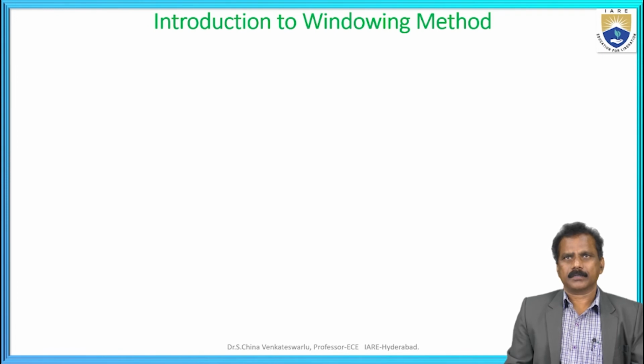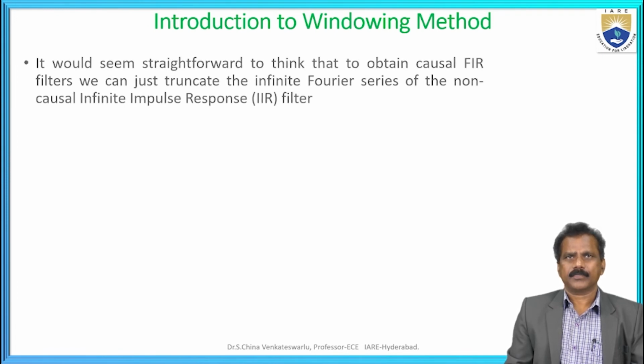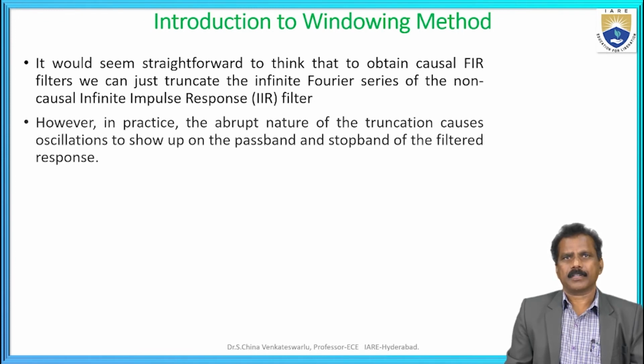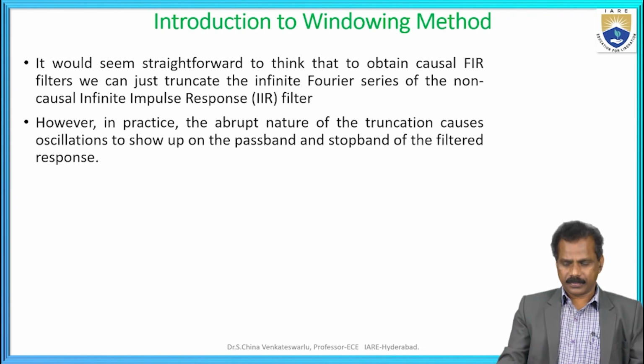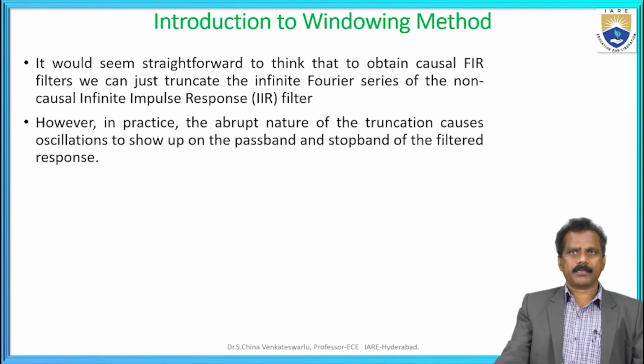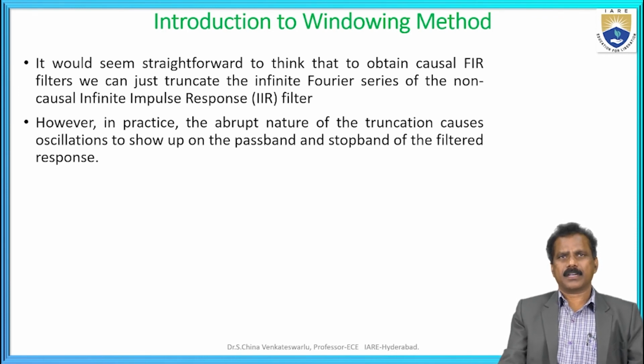Okay, so an introduction to the windowing methods. It seems straightforward to think that to obtain causal finite impulse response digital filters, we can just truncate the infinite Fourier series of the non-causal infinite impulse response filter. However, for practical or real-time purposes, the abrupt nature of the truncation causes oscillations to show up in the passband and stopband of the filter response.